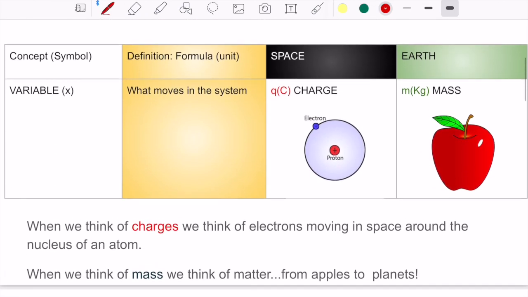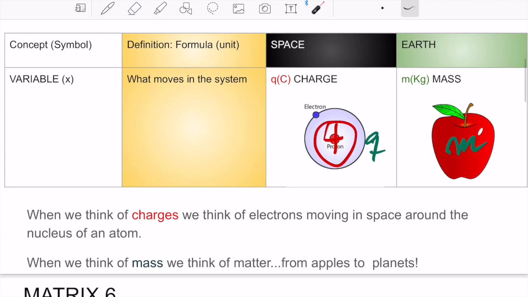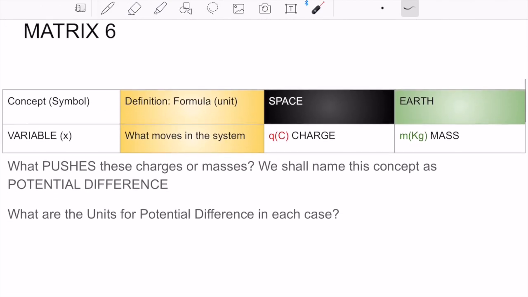So we'll go to the matrix. Something moves in a system, so here we're talking of a charge, and here we're talking of an apple, a mass. Charge. All right? When we think of charges, we think of electrons. When we think of mass, we think about apples, planets, anything that has matter. So this is the new matrix, right?